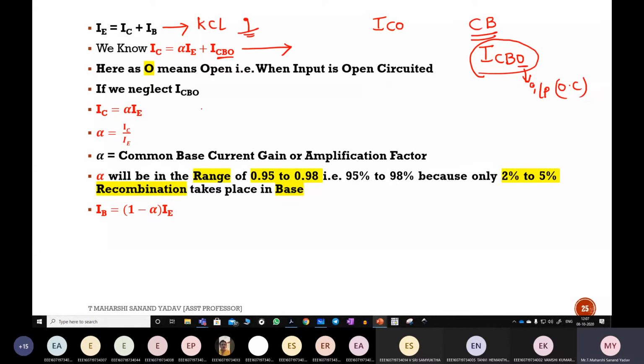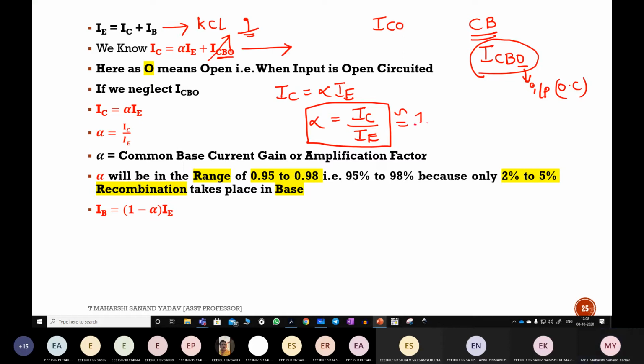Next, will reverse saturation current be more or less? Less. So simply I'm neglecting this part. What is the leftover thing? IC is equal to alpha IE. Now you got the relation: alpha is equal to IC by IE. And what is the approximate value for alpha? 0.92? Correct, this is the exact value, 95% to 98%. But approximately it can be equal to 1.